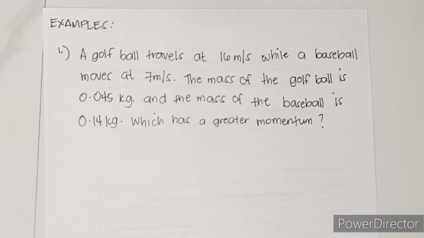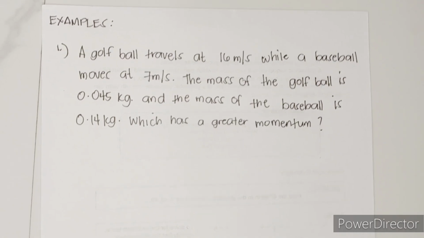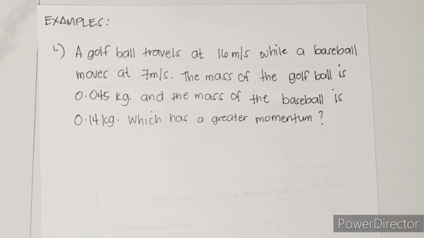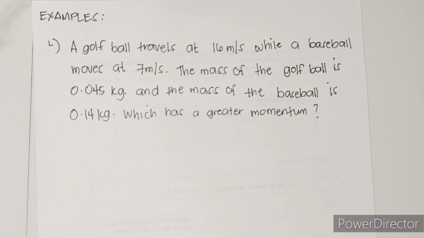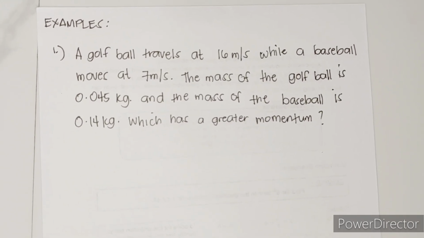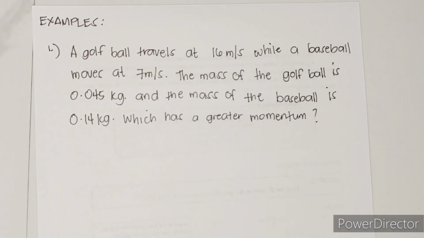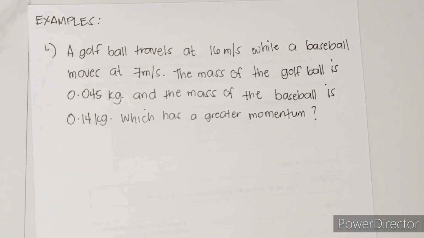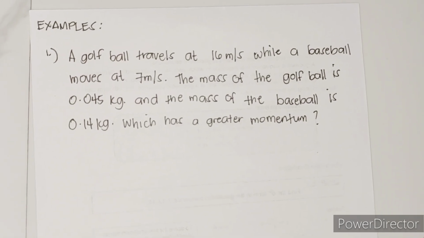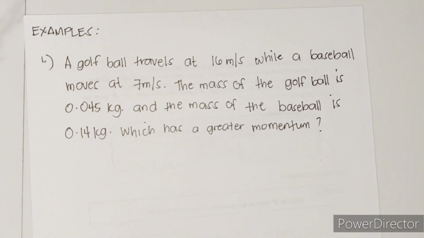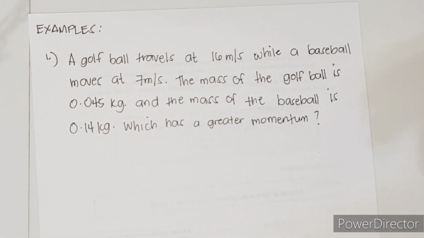So, a golf ball travels at 16 meter per second, while a baseball moves at 7 meter per second. The mass of the golf ball is 0.045 kilogram, and the mass of the baseball is 0.14 kilogram. Which has a greater momentum? So, nilalakasan ko dahil malakas ang ulan. Siguro naman, klaro yan, no?